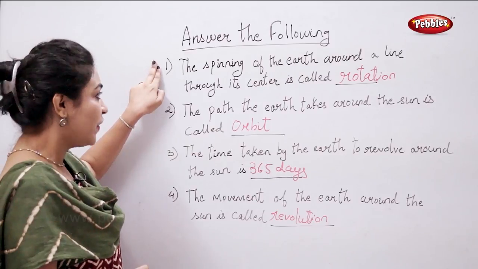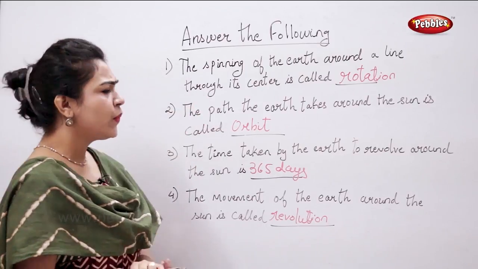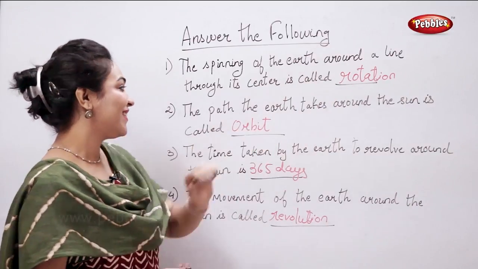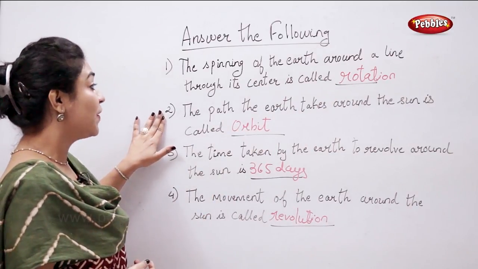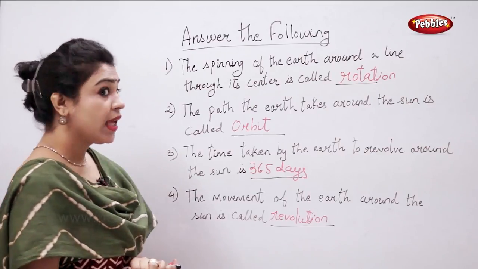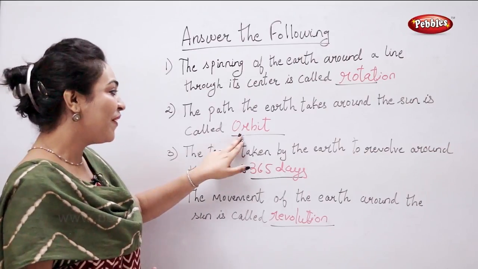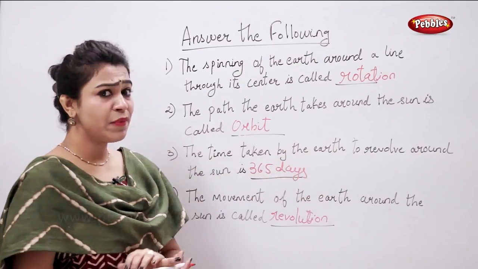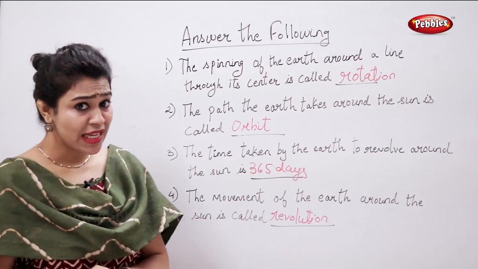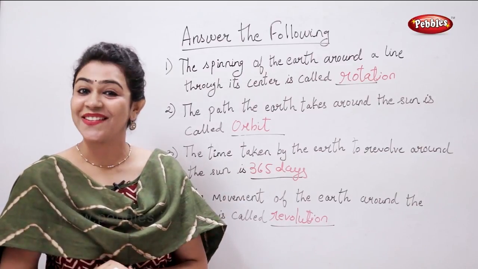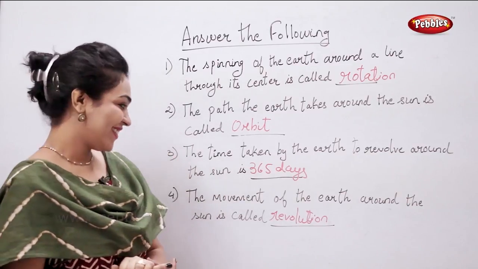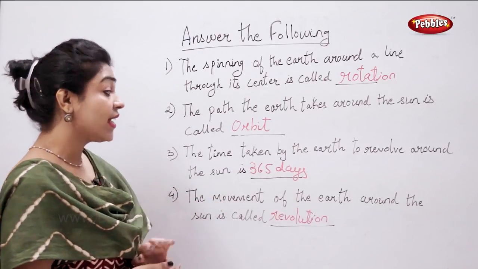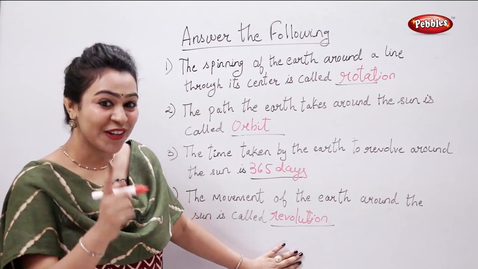The spinning of the earth around a line through its center is called rotation. The path the earth takes around the sun is called orbit. The time taken by the earth to revolve around the sun is approximately 365 days. The movement of the earth around the sun is called revolution.